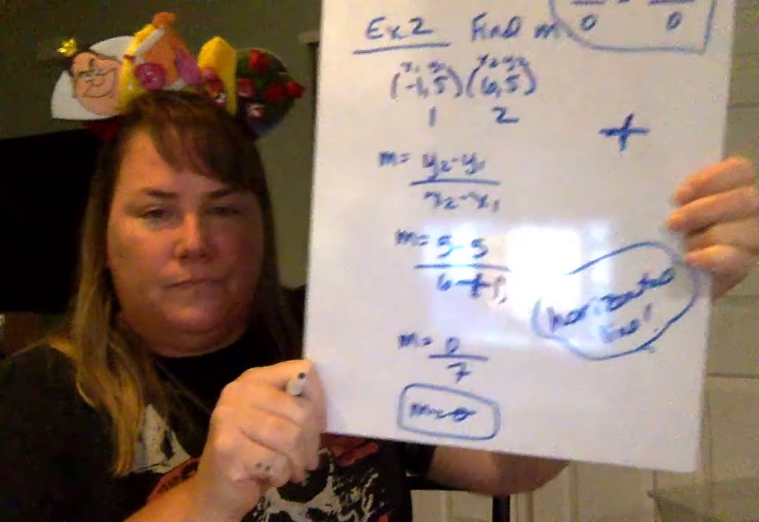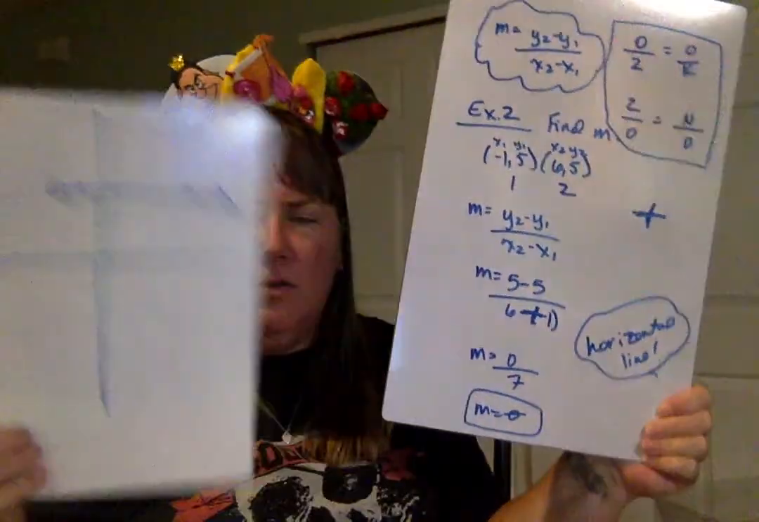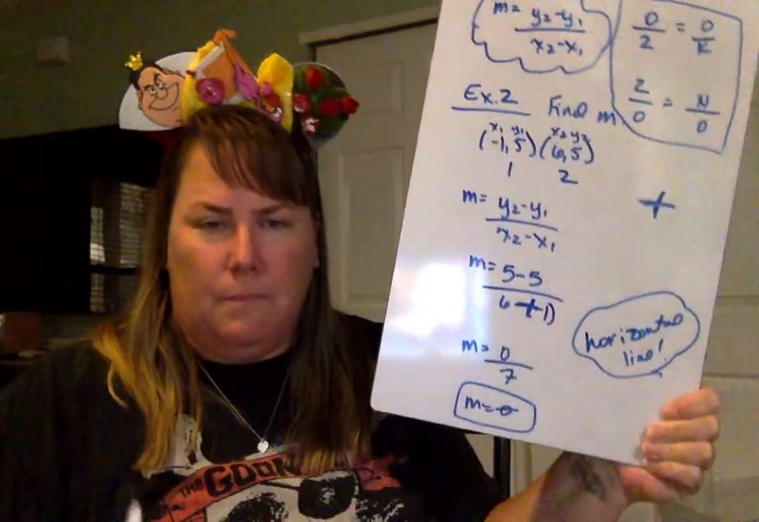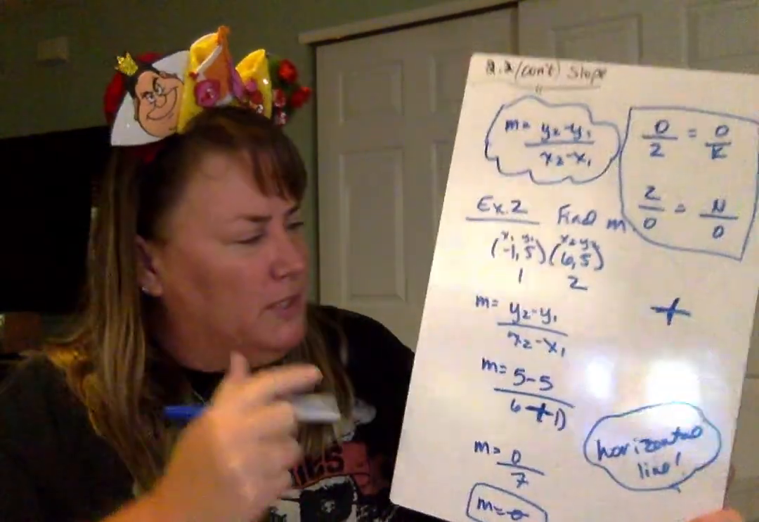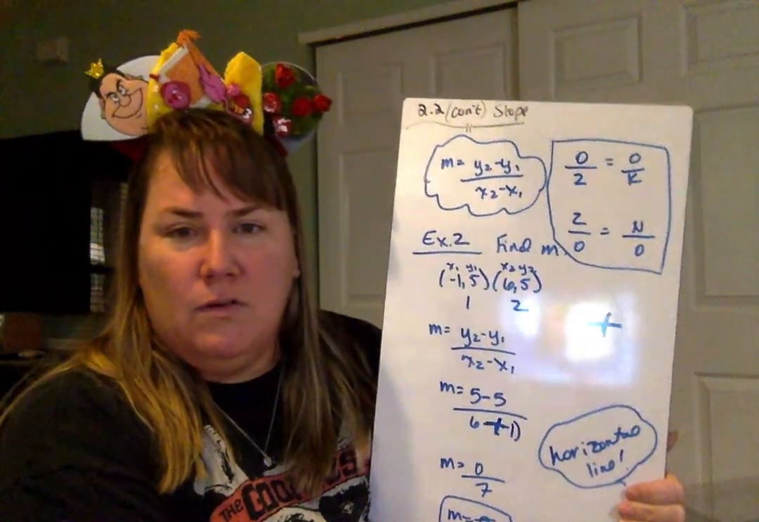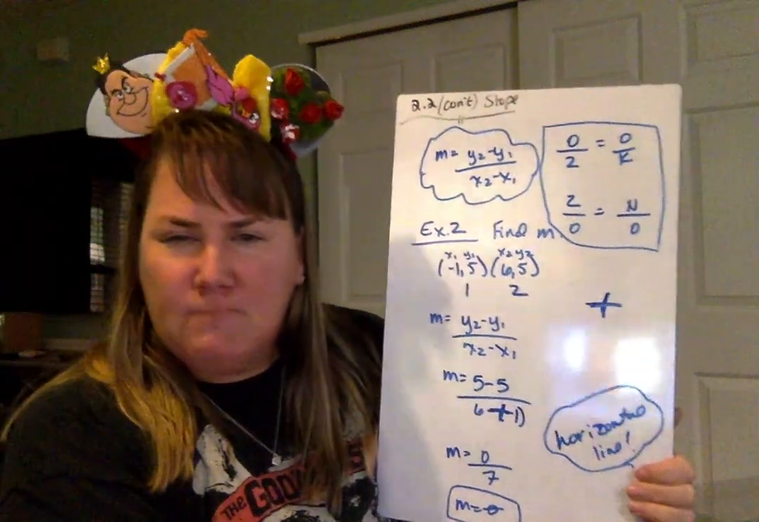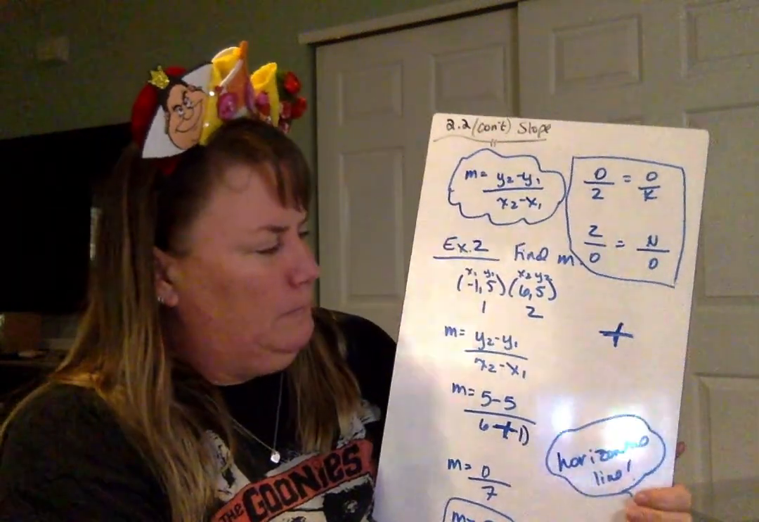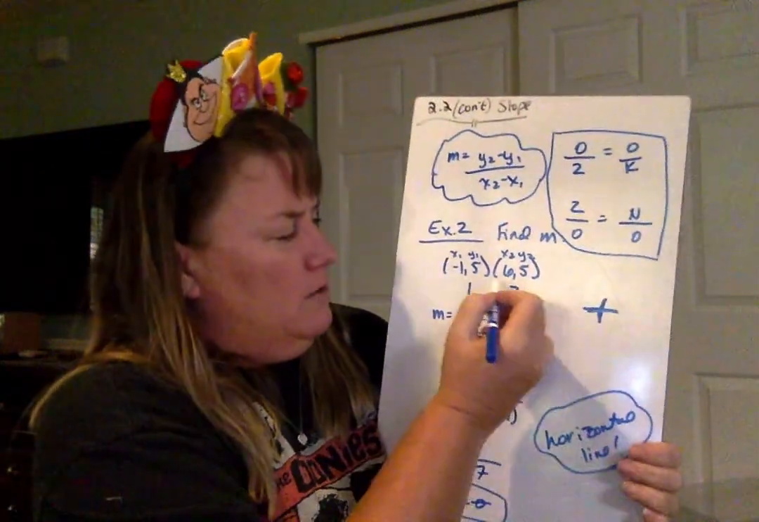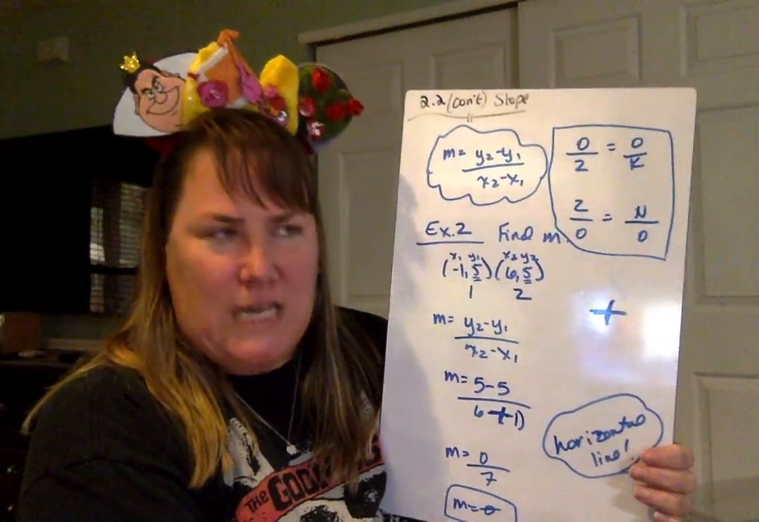Write that in blue, my kids. So how do we remember horizontal line? Slope of 0. Take a look back at your points. If you looked at your 2 points, -1, 5 and 6, 5, do you notice anything special about these points? Hopefully someone came up with this right here. Your y's stayed the same.